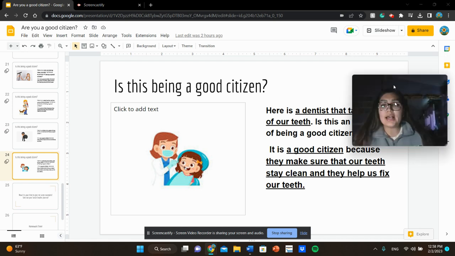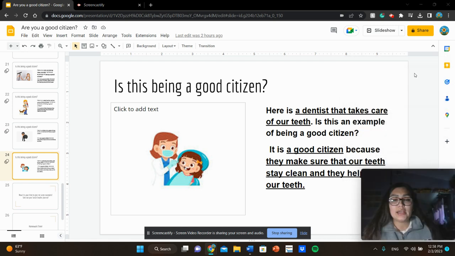And our last example here is you see a dentist here taking care of our teeth. Is this an example of being a good citizen? Yes, it is a good citizen because they make sure that our teeth stay clean and they help our teeth stay nice and healthy. So, our dentist here always makes sure that we have beautiful teeth and making sure that our teeth are nice, bright, and shiny white.